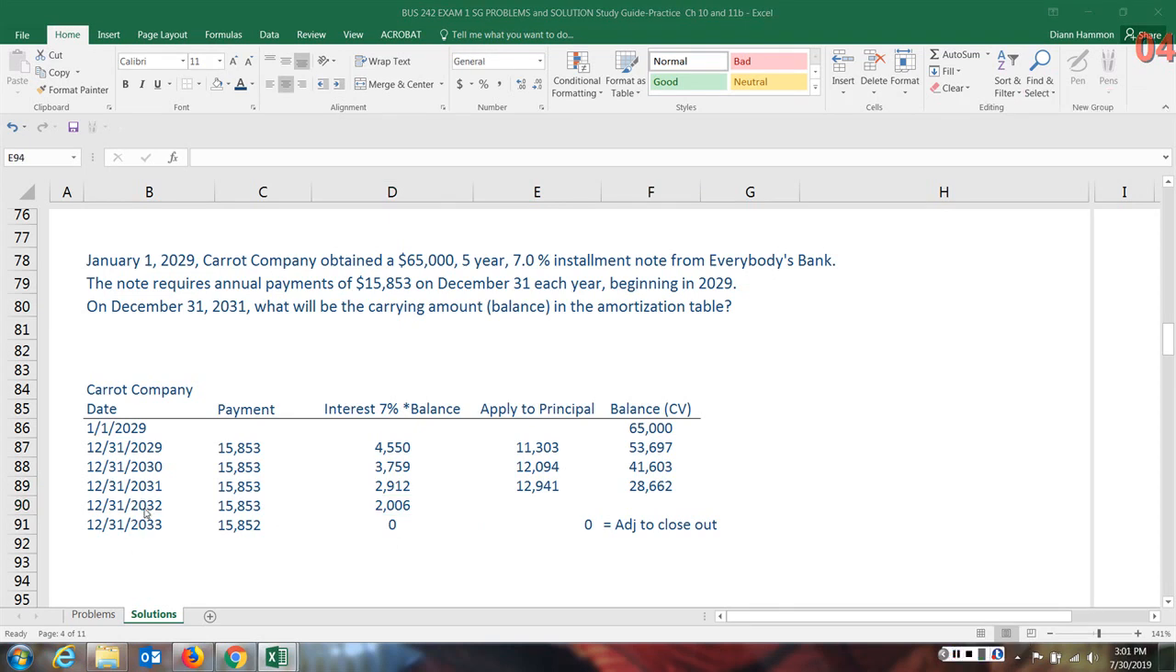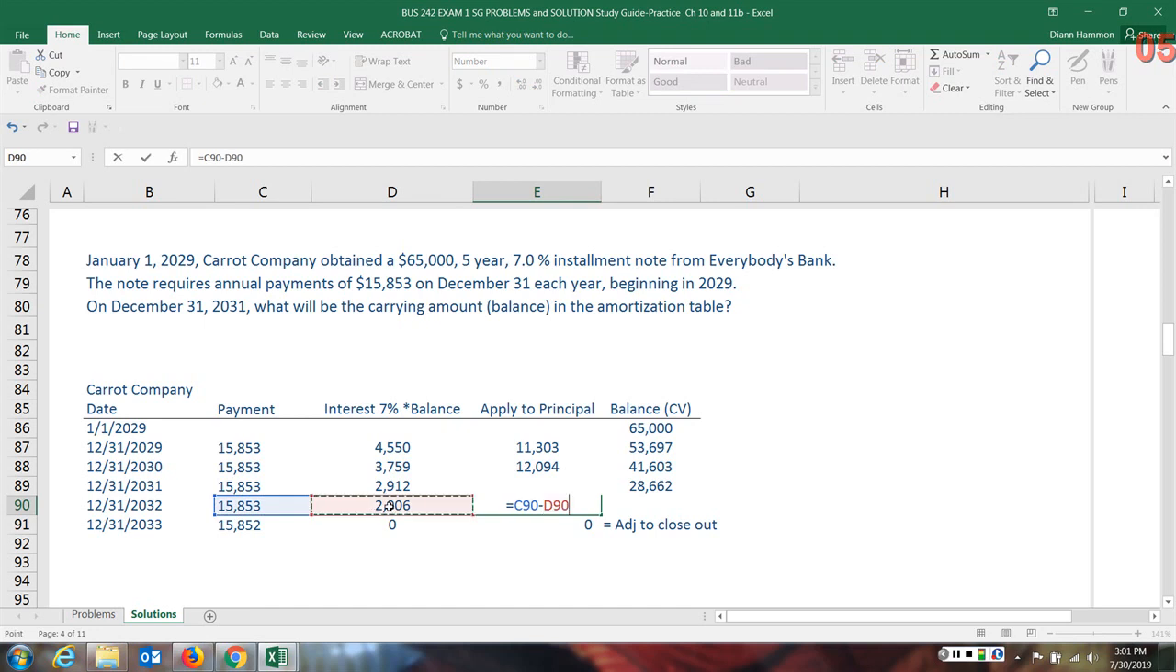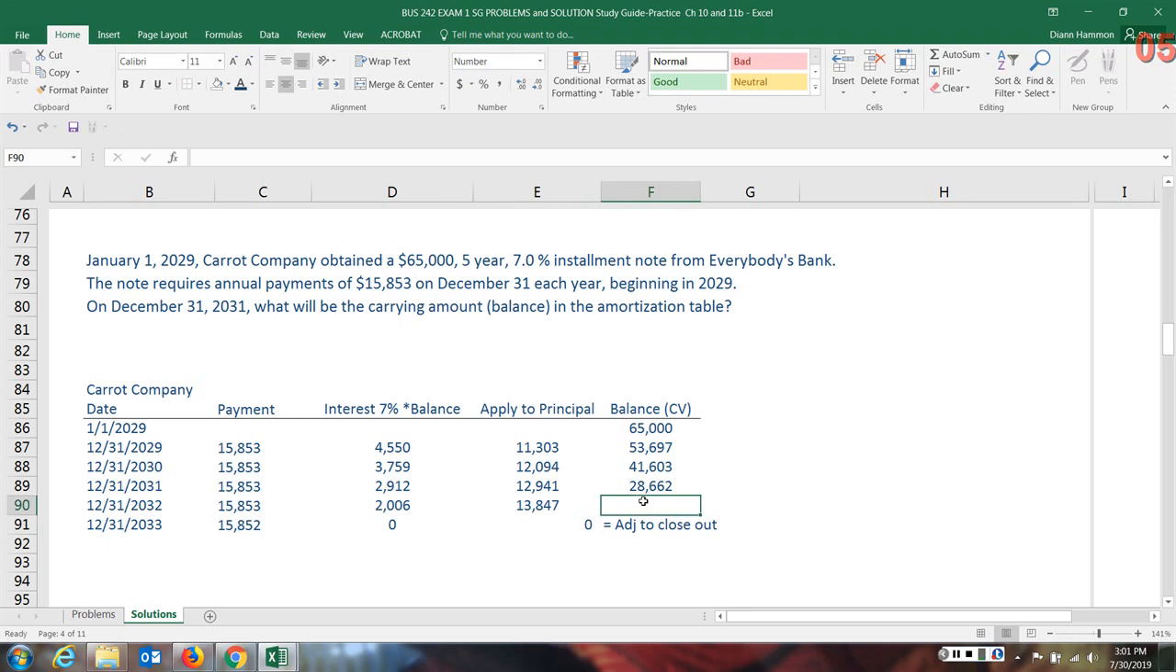Now we'll go to 2032. The payment, $15,853, is made. The amount of interest calculated would be the $28,662 carrying balance multiplied times 7%. $2,006 would be applied to the interest. So we want to do the same thing we've been doing. Take the full amount of the payment, subtract the amount that's going to be allocated to interest, and the amount to apply to the principal would be $13,847.